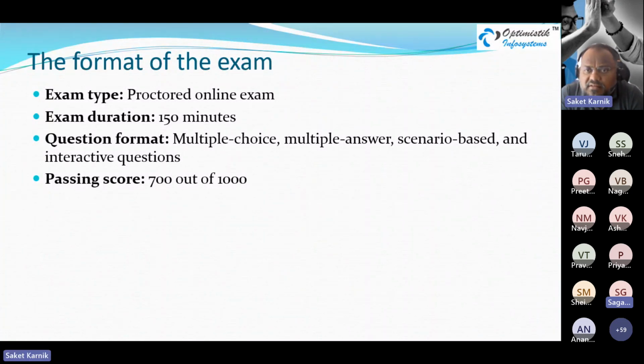Scenario based should be clear. It's a mini case study, a mini version of some situation, right? Based on the understanding of which you have to understand the question itself, and then you have to attempt the answer. And interactive questions also, I hope you understand. Right? Any questions?